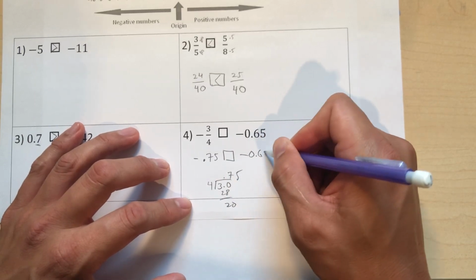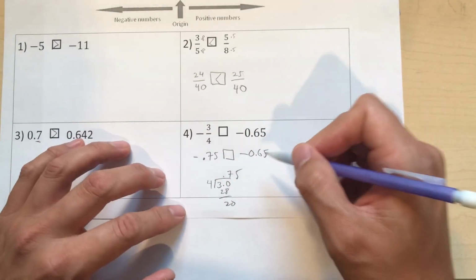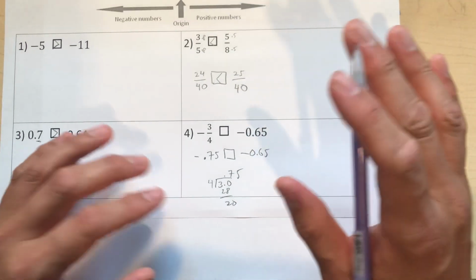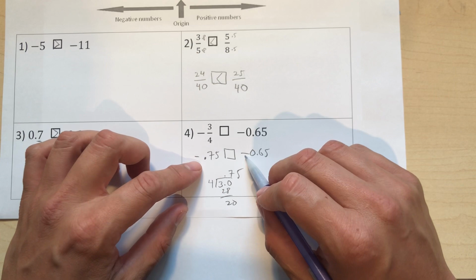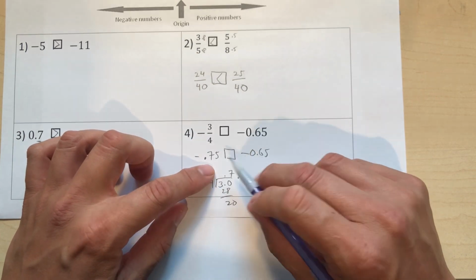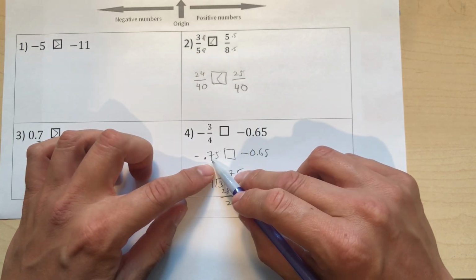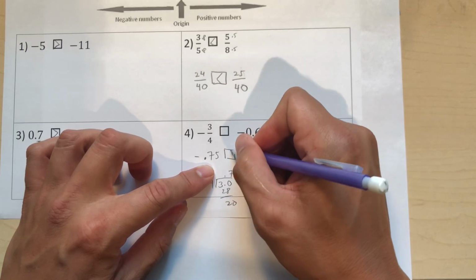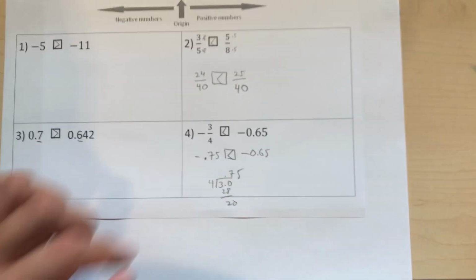Negative 0.65. And most students will go, oh, okay, this is a smaller number, and you do something like this, which is incorrect. Okay, so calm down for a second and realize that they're both negative, and therefore this is the bigger number if it's positive, but since they're both negative, this one is the smaller number, so this is actually the bigger number. All right, and there you go.